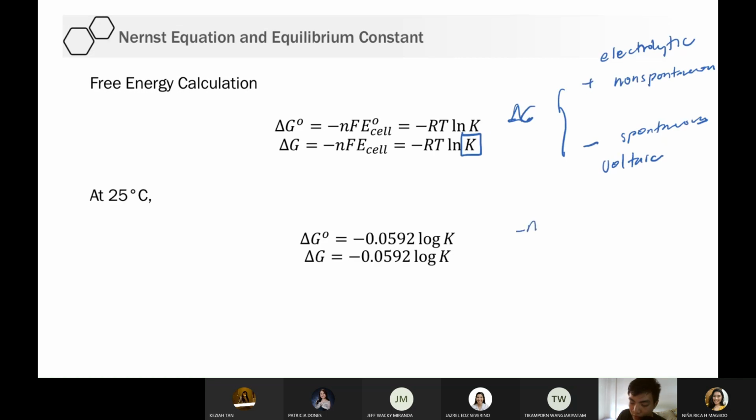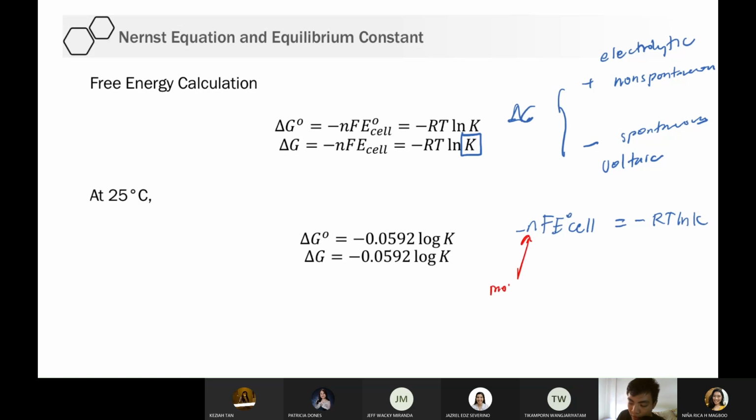So delta G is equal to this, negative nFE naught cell, and that is also negative RT ln K. So if you want to solve for the equilibrium constant, then you can just plug in the info that is necessary for this one.